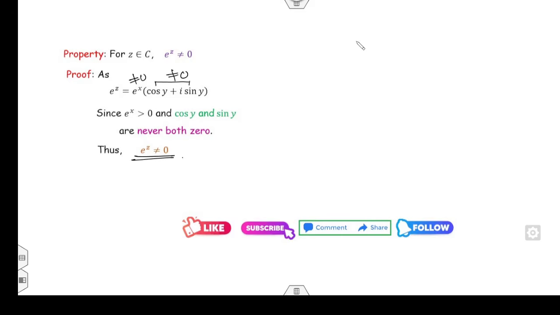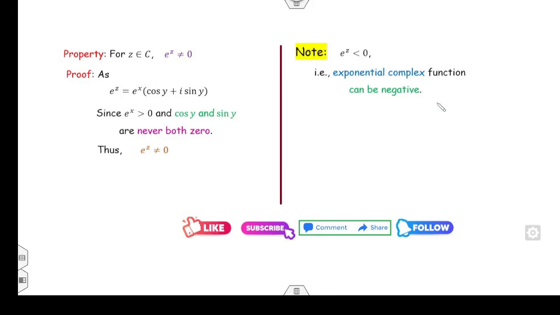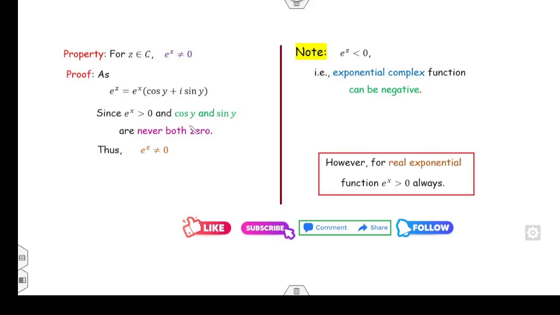Clear? But we all know exponential of x is always greater than 0 whenever x is real. But we have proved that exponential of z is non-zero. That means exponential of z may be less than 0 or greater than 0 as well. So we have proved that exponential of z can be negative, but for the real case it is always positive. How can you prove that exponential of z can be less than 0?